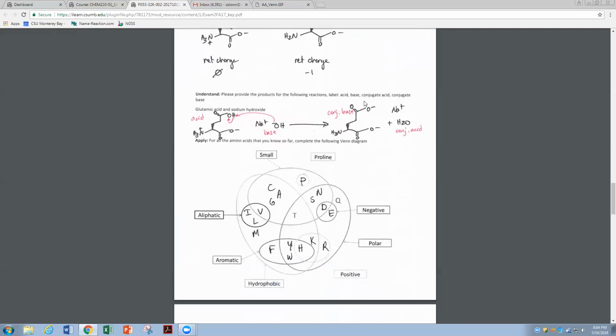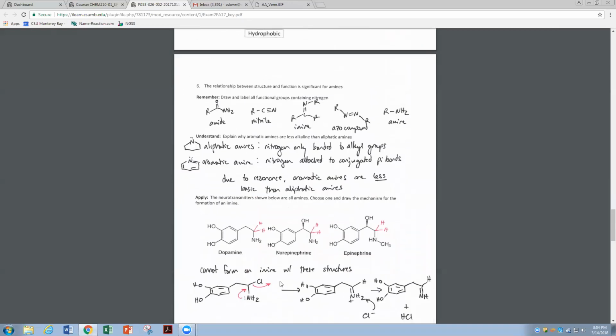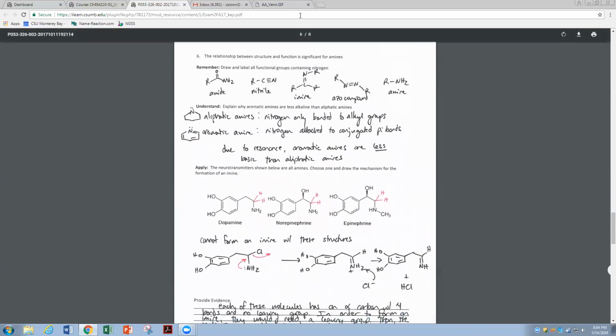You're familiar with being able to label the equilibrium reactions, and we actually went over how to sort these for the apply problem in class on Tuesday. For problem number 6, these are functional groups containing nitrogen, and remember this is what we talked about on Tuesday. So why are aromatic amines less basic than aliphatic amines? In aliphatic amines, the nitrogen is only bonded to alkyl groups, whereas in an aromatic amine, it's attached to conjugated pi bonds. So due to resonance, the aromatic amines are less basic than aliphatic amines.